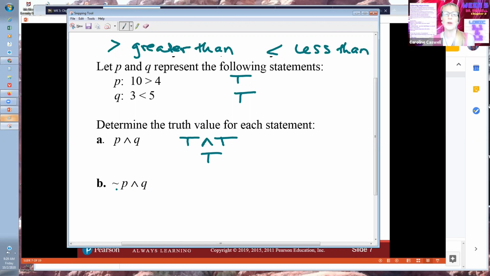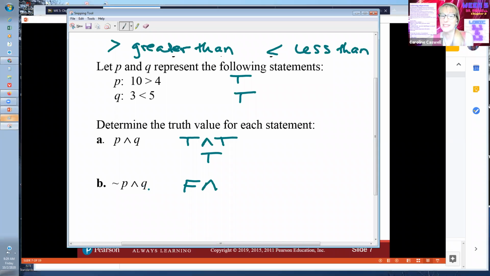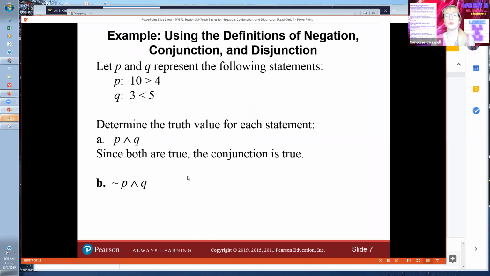Let's try the next one. Not P would be what, true or false? False. It'd be false. And Q again is still true. So now we're testing false and true. What do we get when we do false and true? False. Not too bad, right? If you know whether it's true or false, it makes your problem a little bit easier. That will be on your homework.